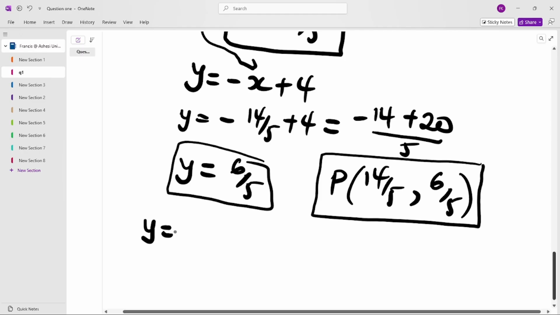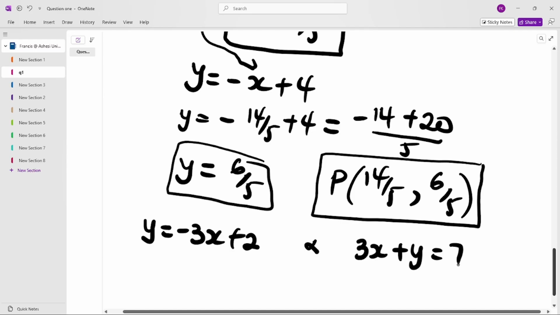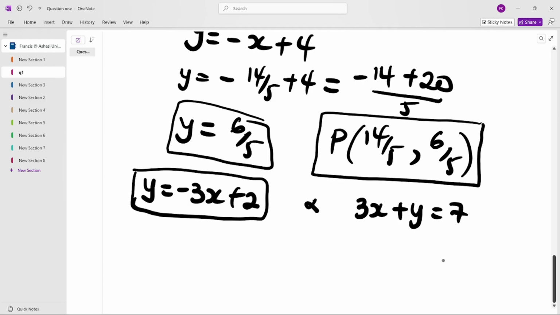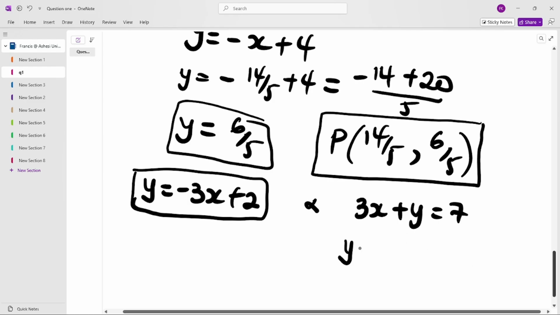Take y is equal to negative 3x plus 2 and 3x plus y equals 7. The first step is to make sure that you have something in the form y is equal to mx plus c. This one is already in that form, so I will not sweat over it. I will now go to this one and make y the subject. I'll have y is equal to negative 3x plus 7.